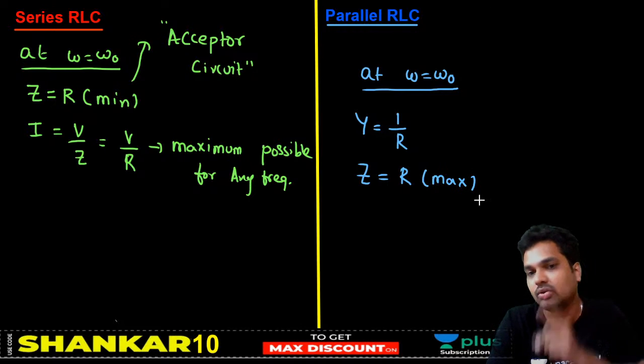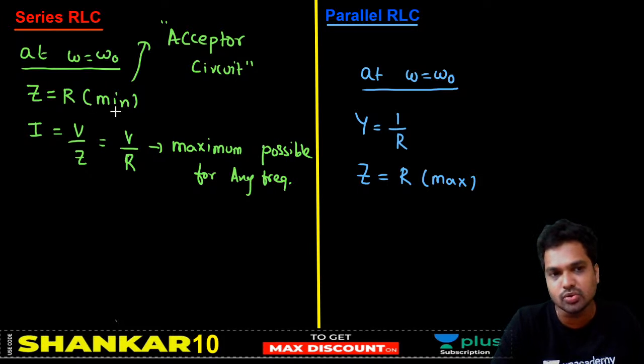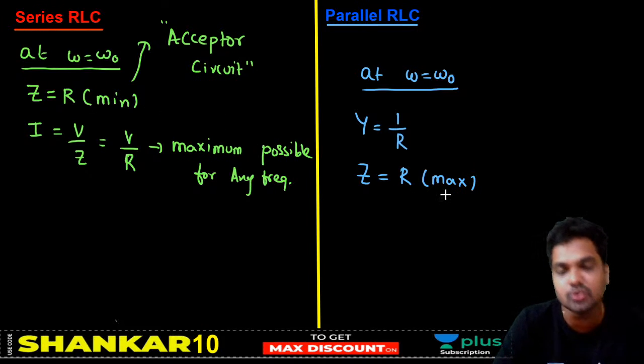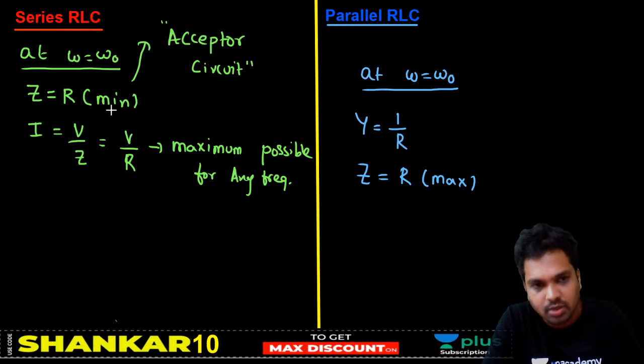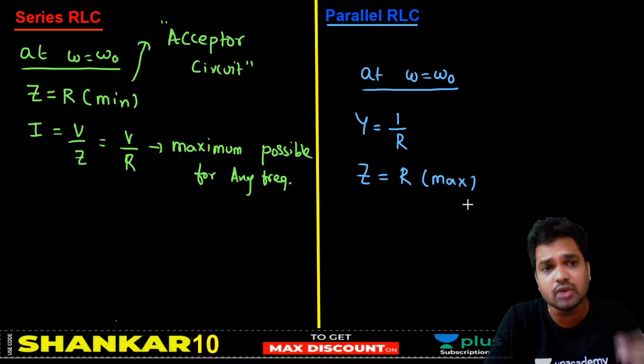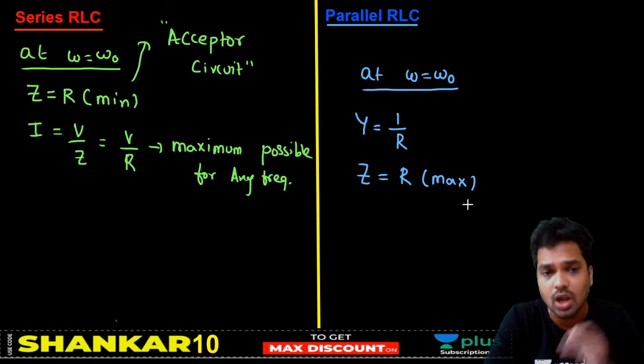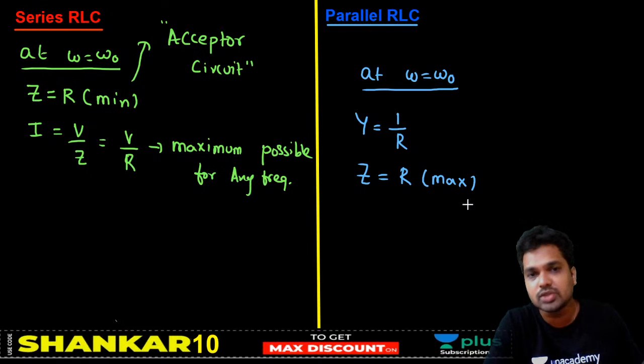Now you will get a doubt. Sir, here Z equal to R, you said minimum, and here Z equal to R, you said maximum. How is it possible, sir? In one case Z equal to R, you said minimum, but same Z equal to R here also, why are you saying maximum? How can you justify this, sir?